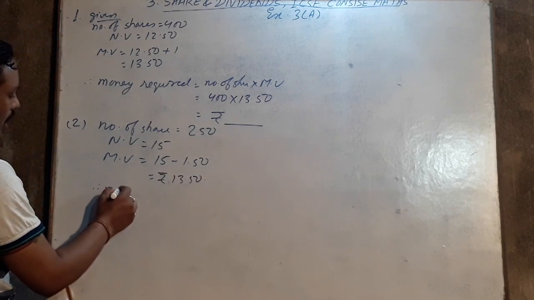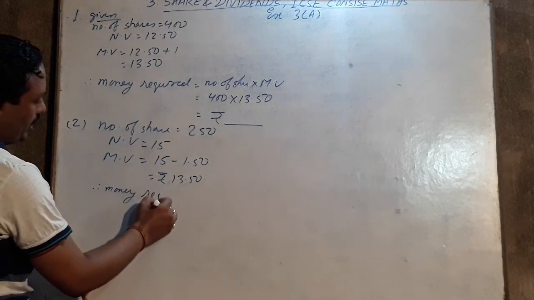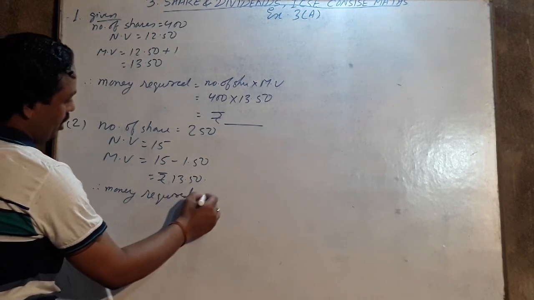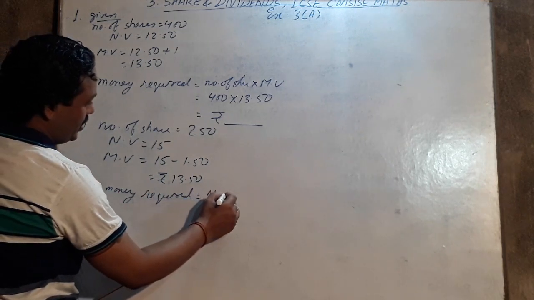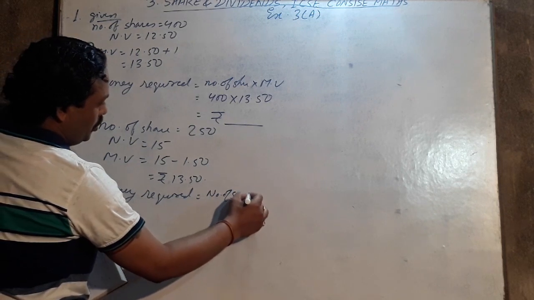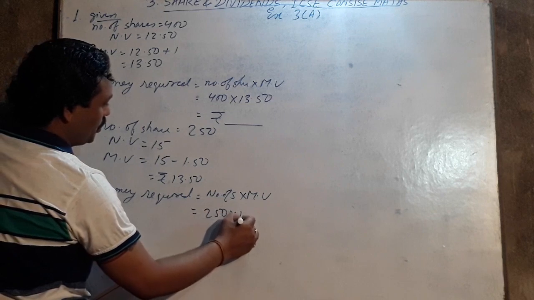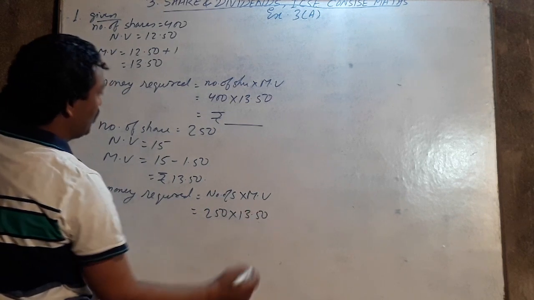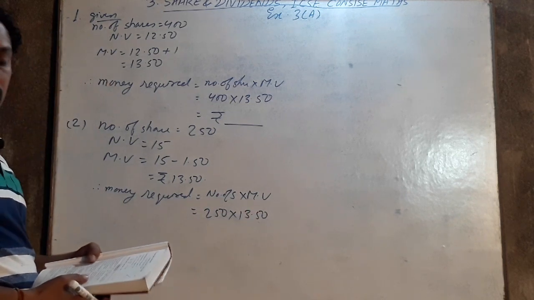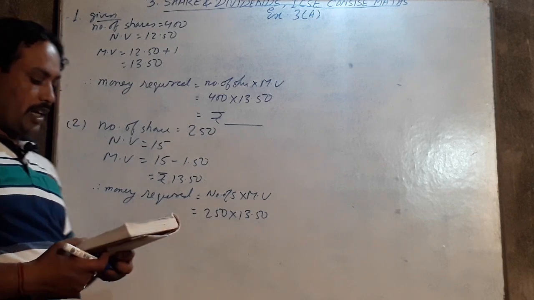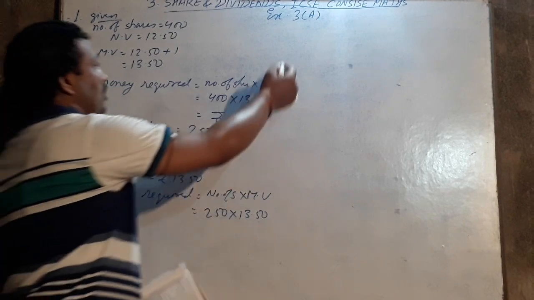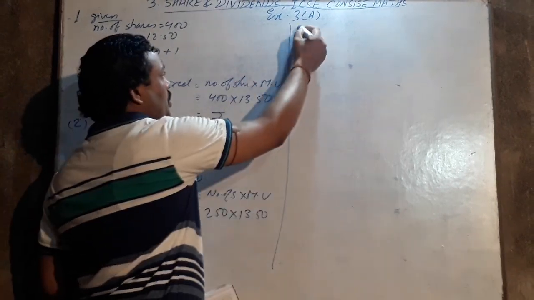Therefore money required is equal to number of shares into market value, that is 250 into 13.50. No doubt in these two questions. Question number 3.